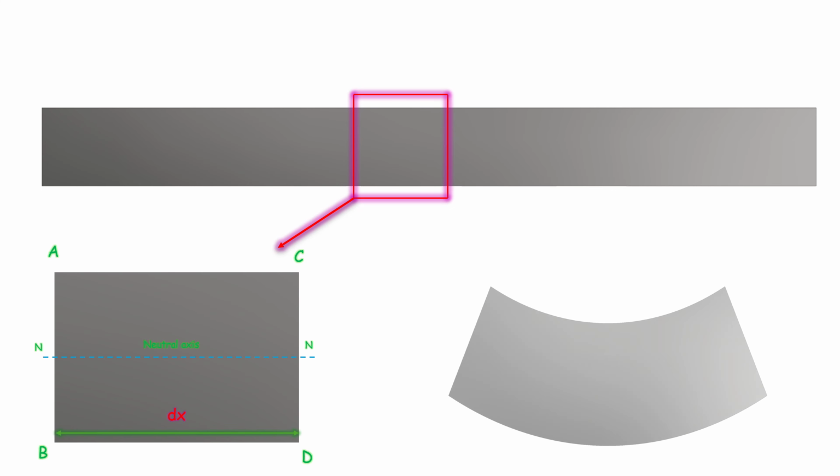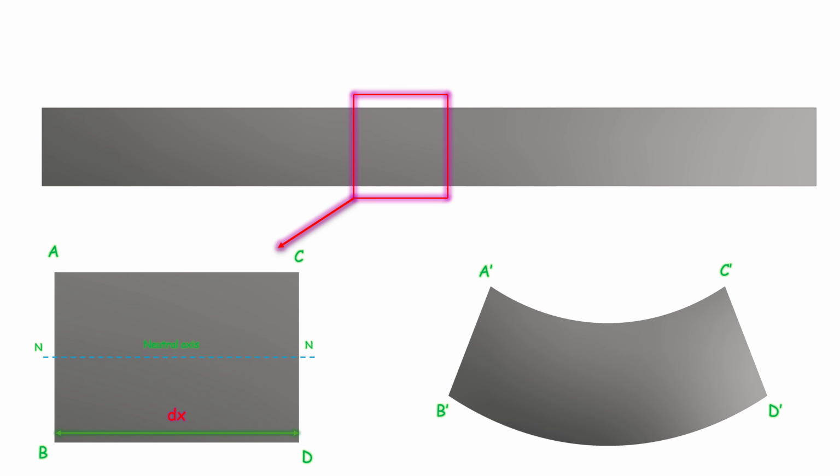Coming to the bending stress, we can calculate the bending stress considering a small length dx of a beam. Consider two sections AB and CD, which are normal to the axis of the beam NN. Due to the action of the bending moment, the part of length dx will be deformed. The top layer, such as AC, has deformed to the shape A'C'.